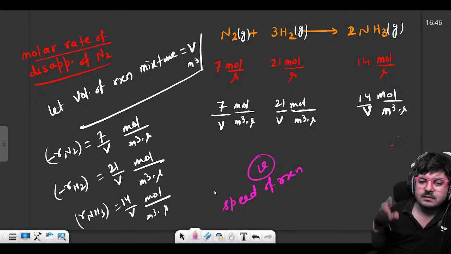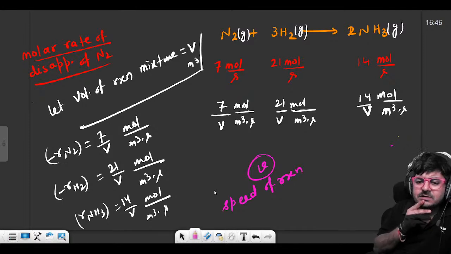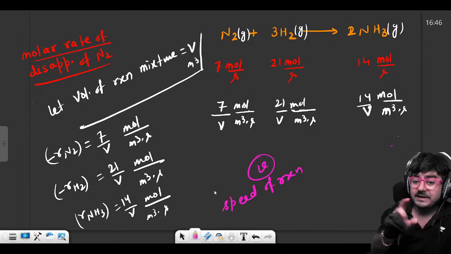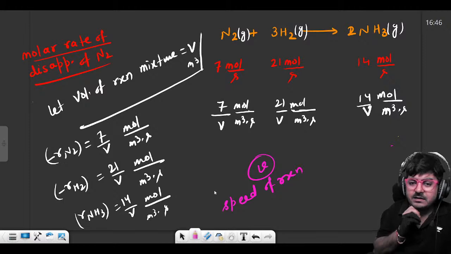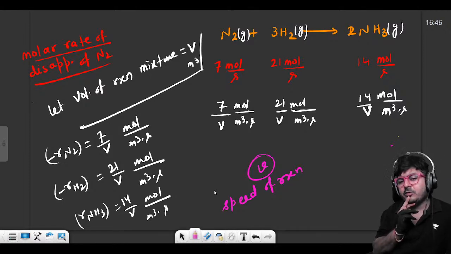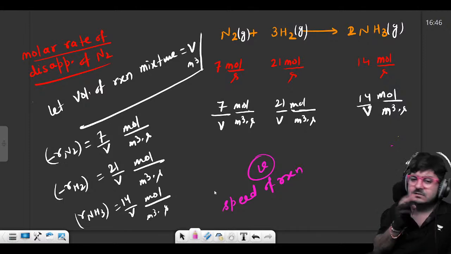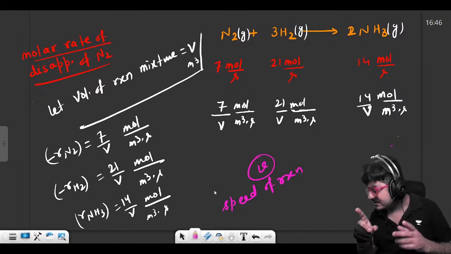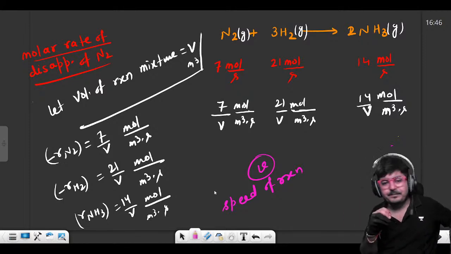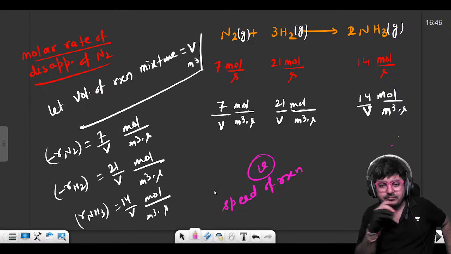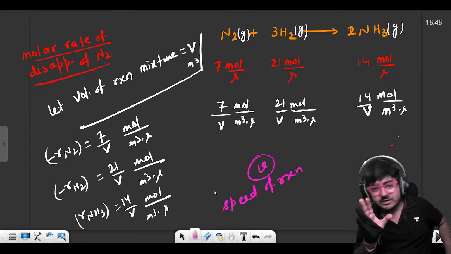That means if anyone asks that observer, what is the speed of nitrogen? He will say same as the vehicle, meaning the reaction, v. What is the speed of ammonia? Same as the speed of the vehicle, that is v. Are you understanding this, you people? Hello? Tell me. This is very important stuff.